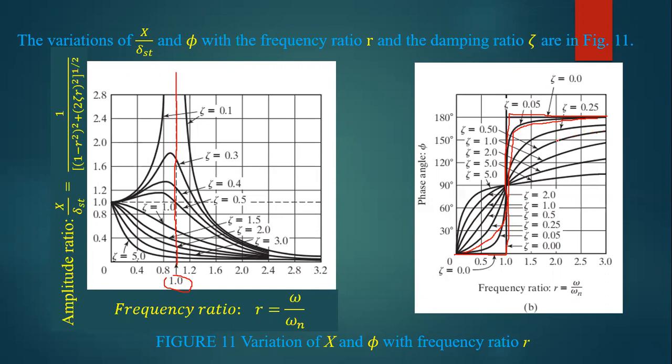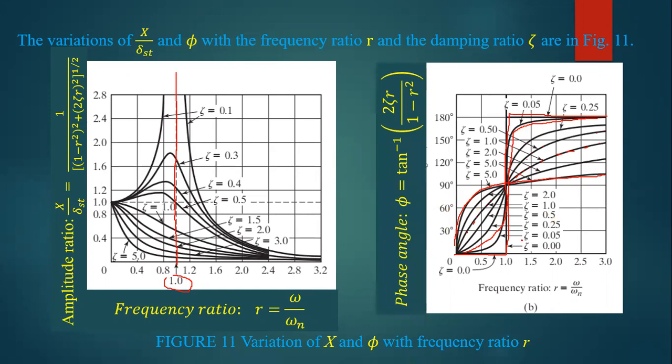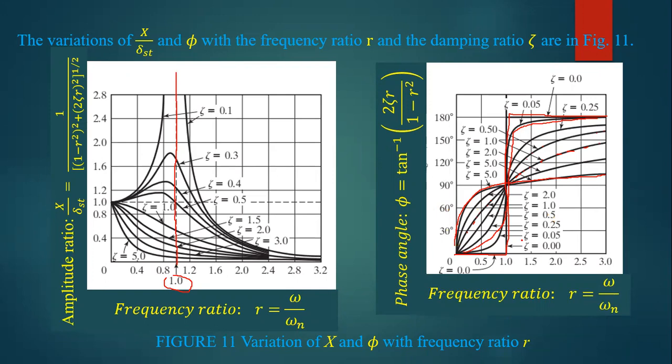This graph represents zeta 1, sorry, zeta 1 means this graph. Here also zeta 1 means this graph. And for a higher value of zeta, this graph shows the higher value of zeta. Okay, so these are graphical representations for phase angle phi and frequency ratio with respect to the damping ratio.